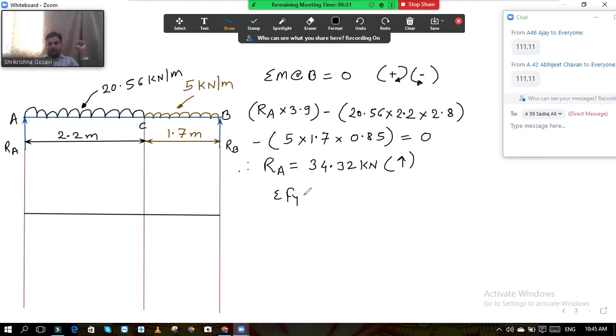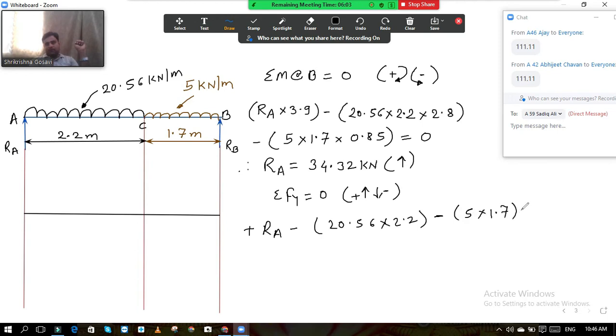Okay. So summation Fy equal to 0. Upward forces are plus. Downward forces are minus. Then RA is moving up, so plus RA. Then minus this UDL, so it is 20.56 into 2.2, converted into the point load. Again minus 5 into 1.7. Again we have assumed that RB is moving upward, so plus RB, which is equal to 0. So if you put the value of RA over here, that is 34.32, you will get the value of RB.